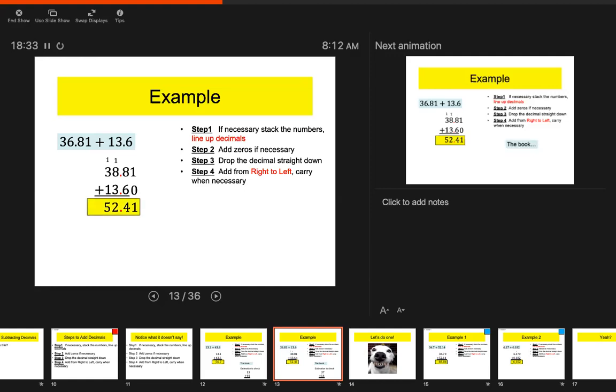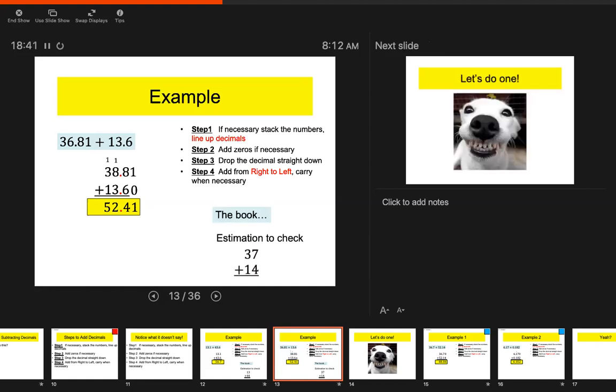If I were doing estimation, I would round that to 37 and round that to 14. What's 37 plus 14? 37 plus 14 is 51. Is that close to 52? Typically, when you do this check step, you will be way off from your answer, and that's how you know you made a mistake. You're like, wait a minute, 51 is not close to 52. In a rounding sense, it is.